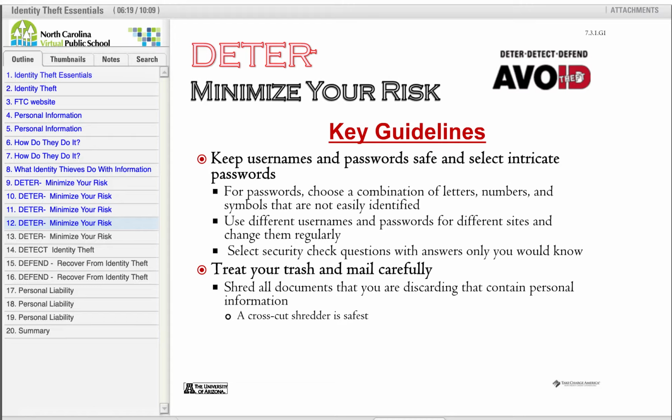Another key guideline would be to treat your trash and mail carefully. Shred all documents that you are discarding that contain personal information. A cross-cut shredder is safest. Deposit mail containing personal information in secure mailboxes.